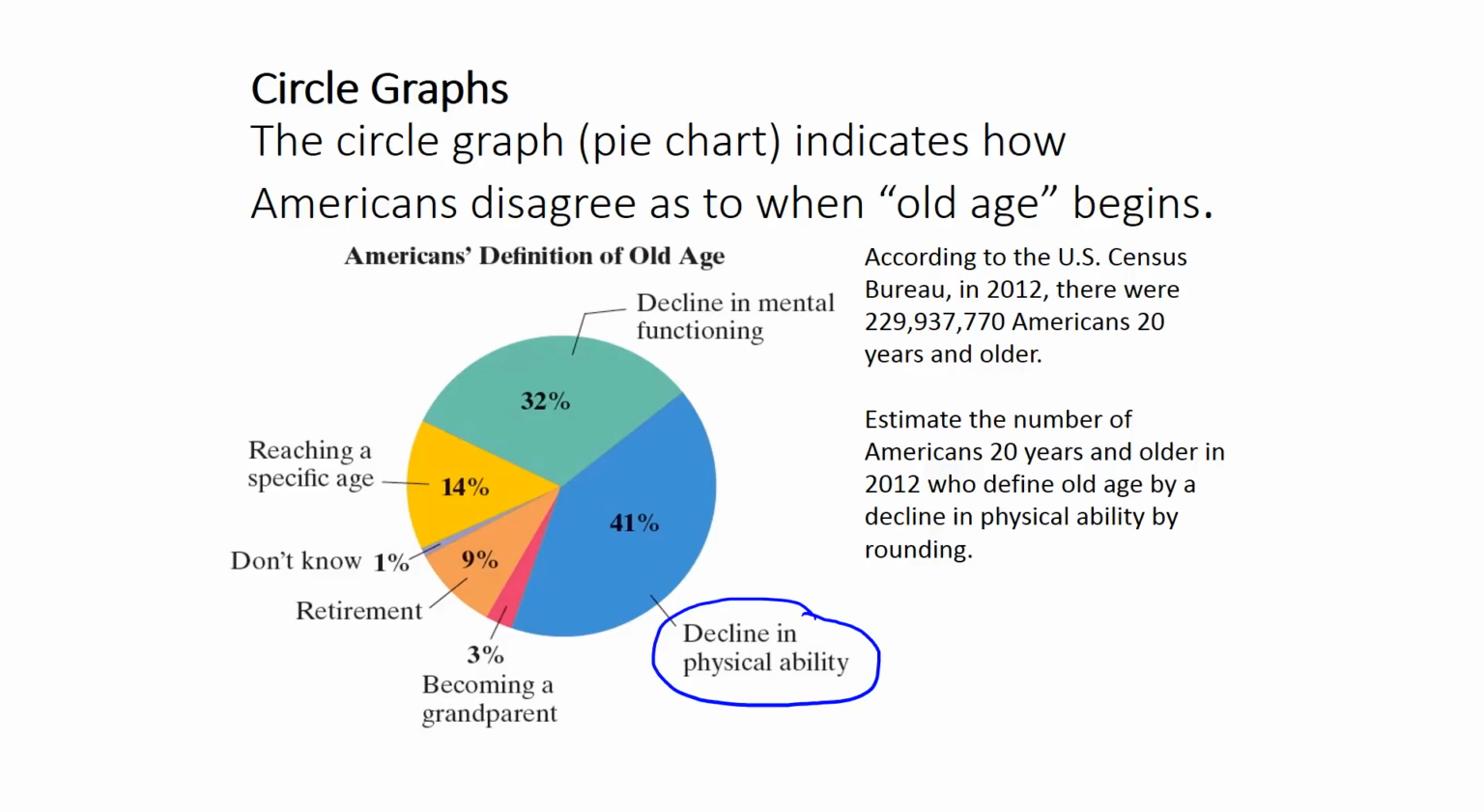And it says by rounding. So we can actually do it both ways, without rounding and with rounding. But we really want to know 41% of this amount of people, 229,937,770. But that's what we're trying to find.